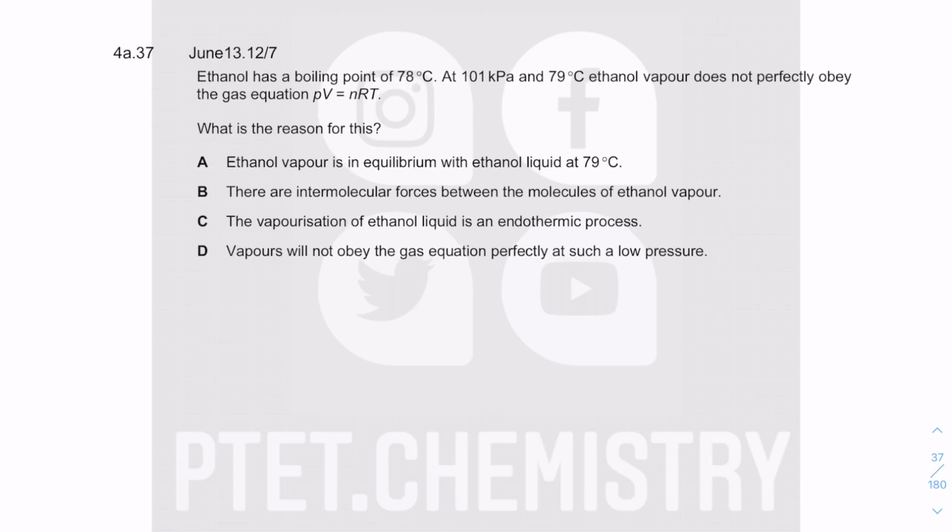Question 37, so I have ethanol. Ethanol has a boiling point of 78 degrees Celsius. So at that pressure and at that temperature, this is at 79 degrees Celsius, so just above the boiling point. The ethanol vapor does not perfectly obey the gas equation. The key thing really is does not.